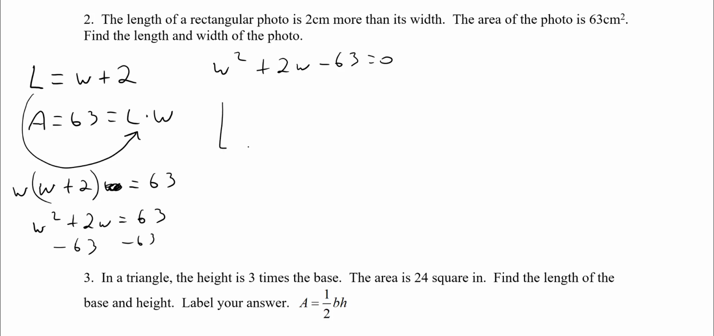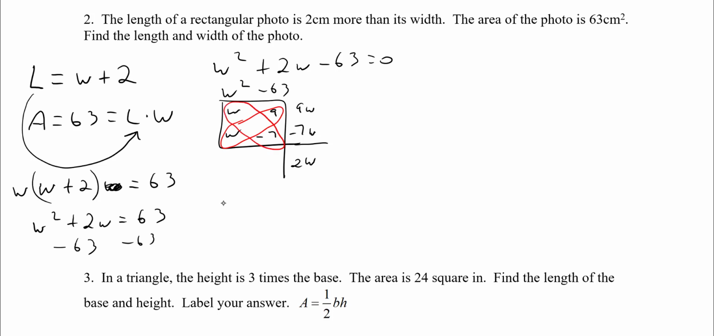So if you do a factor box, so W squared, negative 63, and 2W, you get W and W. And 63 is basically 9 and 7. So if I write 9 and 7, I get 9W, 7W. Of course, it's got to be positive 2, so this is negative here. Okay? And then we do our little x, so W plus 9, W minus 7.